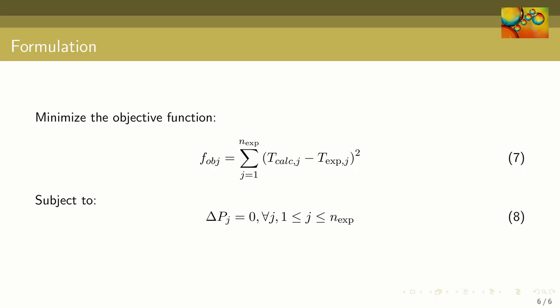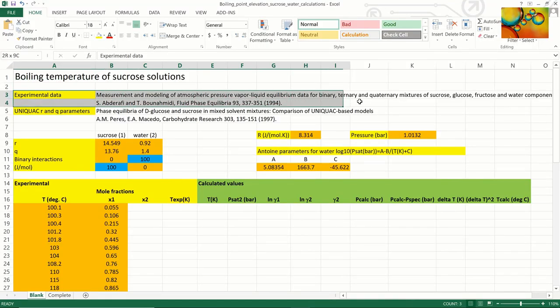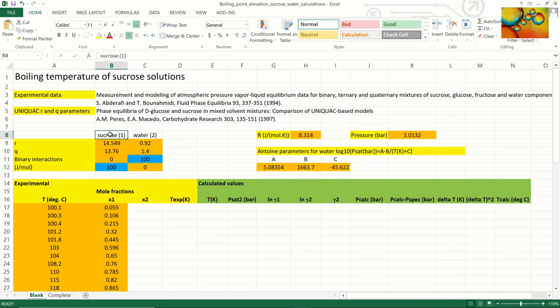This minimization is a trial and error procedure for which we'll use Excel, taking advantage of the XSCOS package, which contains a function for the calculation of activity coefficients using the UNIQUAC model. This is the spreadsheet we're going to use. This is the reference to the experimental data and to the UNIQUAC R and Q parameters. We have two components, sucrose and water.